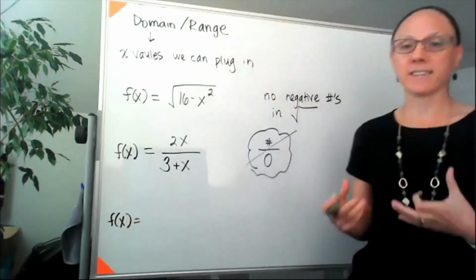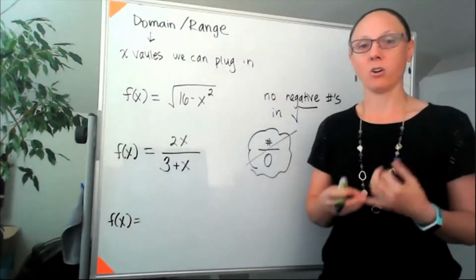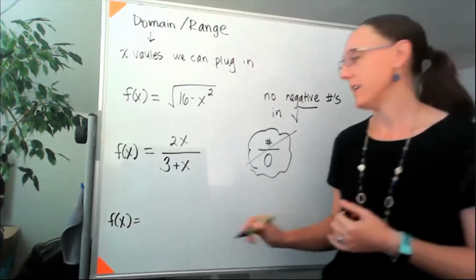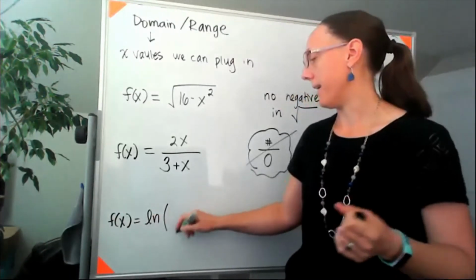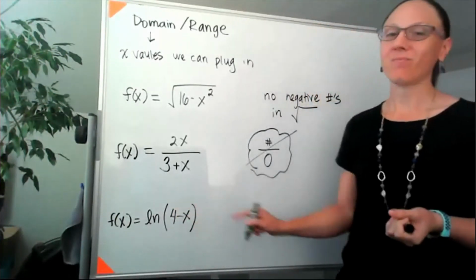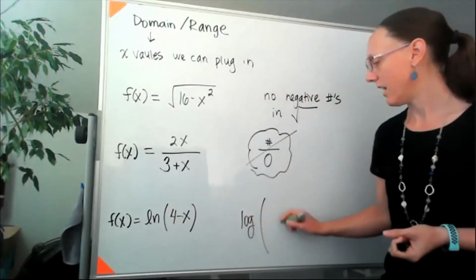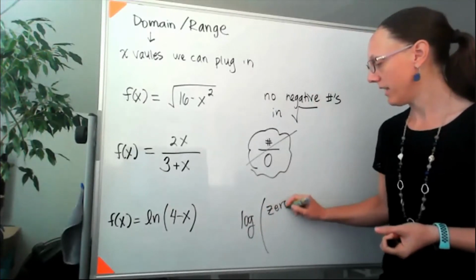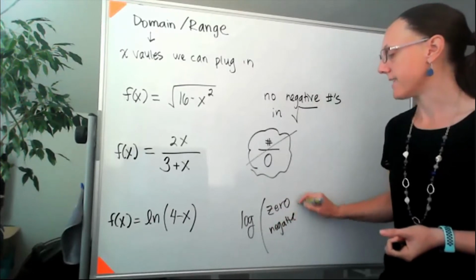There's a third thing that can go wrong when we're talking about domain, and this is usually coming up in the context of logs, whether that's a natural log or a log with a base of 10. So if I said something like the natural log of 4 minus x, then in terms of a natural log, if I've got logs, I can't have 0 inside of a log, and I can't have negative numbers inside of a log.